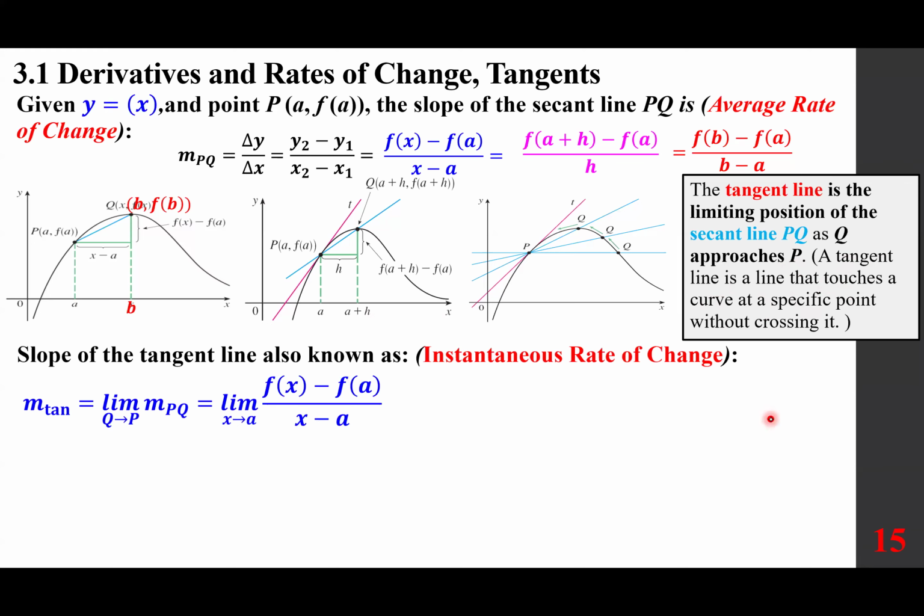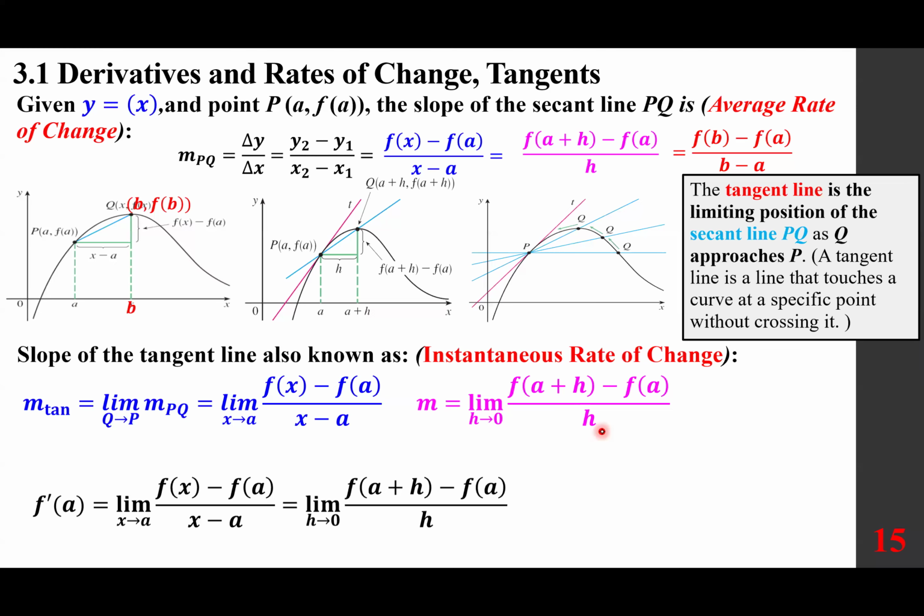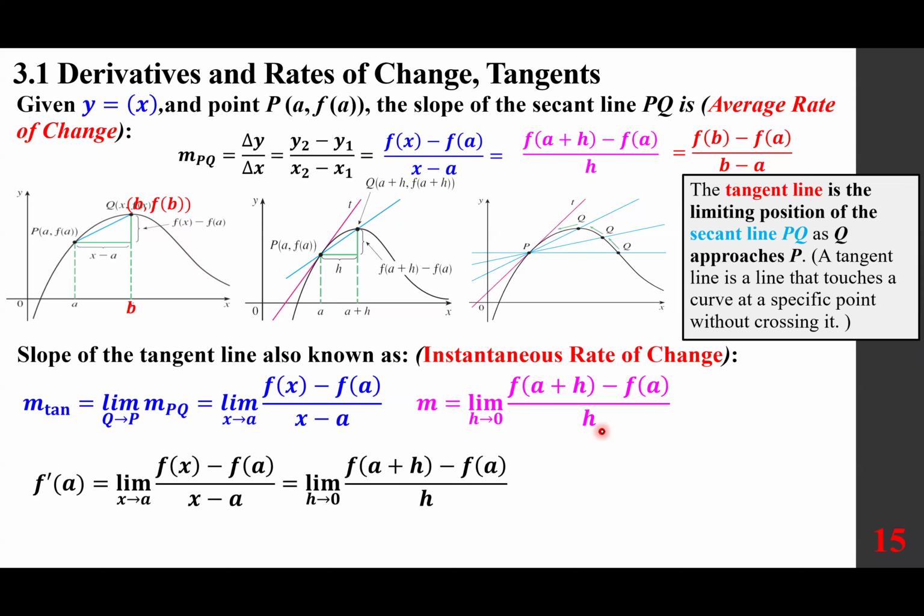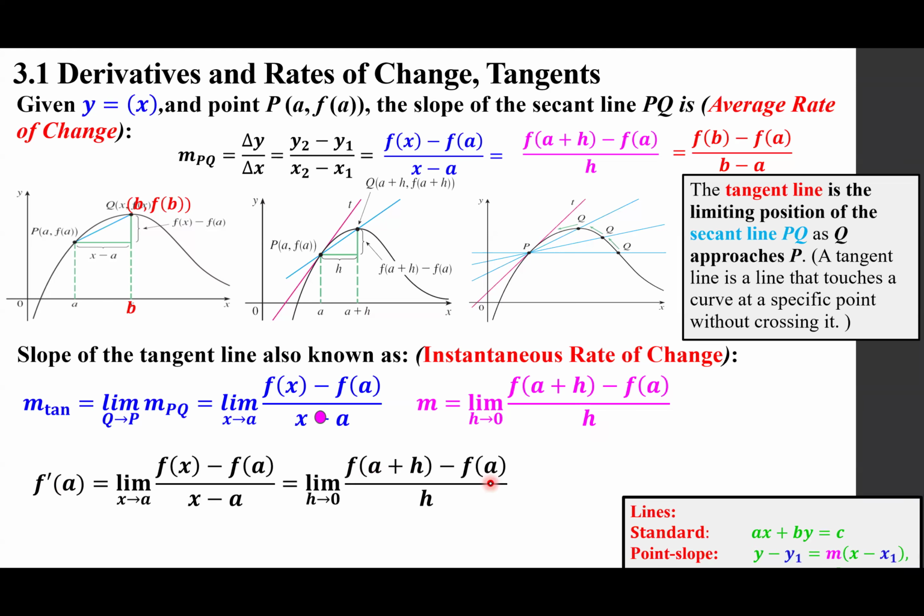We can write it in any of these formats. Take a look. If we want to go with the limit of m of PQ, Q approaches P. If we want to go with this one, x approaches a. If we want to go with this one, h approaches 0. And we call it slope of a tangent line, or f prime of a. And normally we use these two.